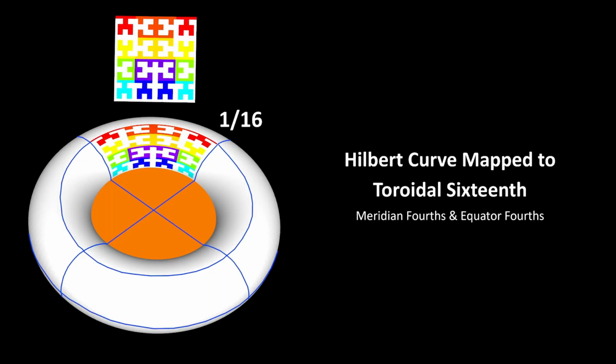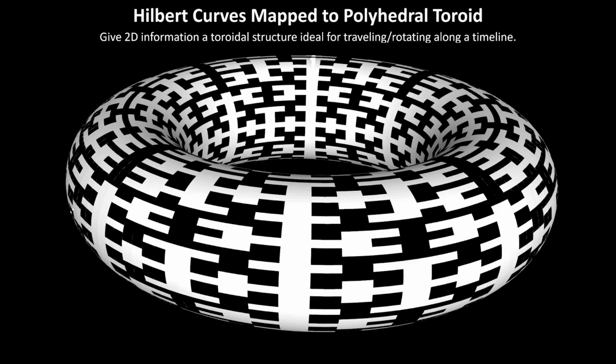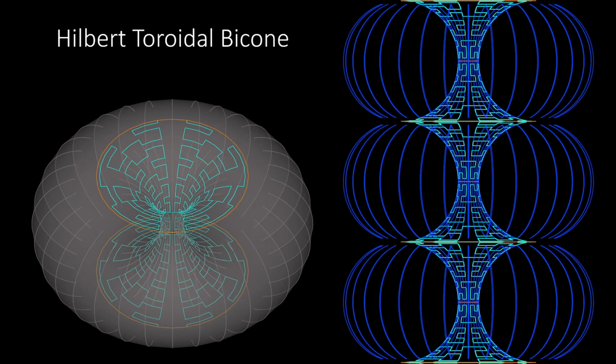This is a diagram of the Hilbert curve mapped to toroidal sixteenths, which would be meridian and equatorial fourths. The same diagram in black and white. Toroidal bicones are the central gap between two toroids. This form has a hyperbolic structure that can carry information along the toroid. And unlike regular bicones, the top and bottom can be open gaps rather than a closed point.